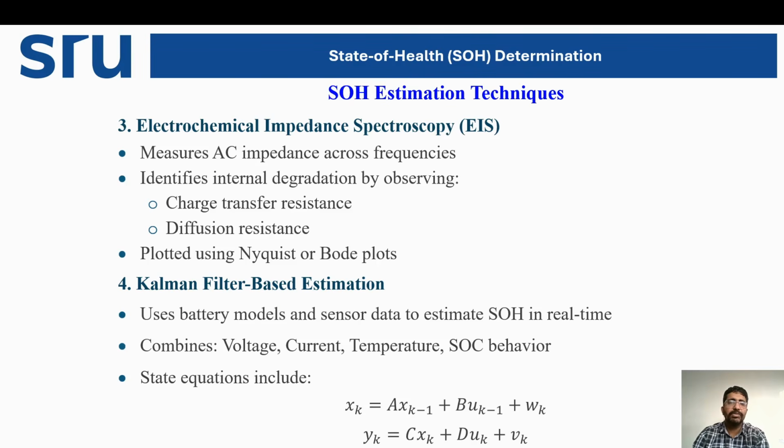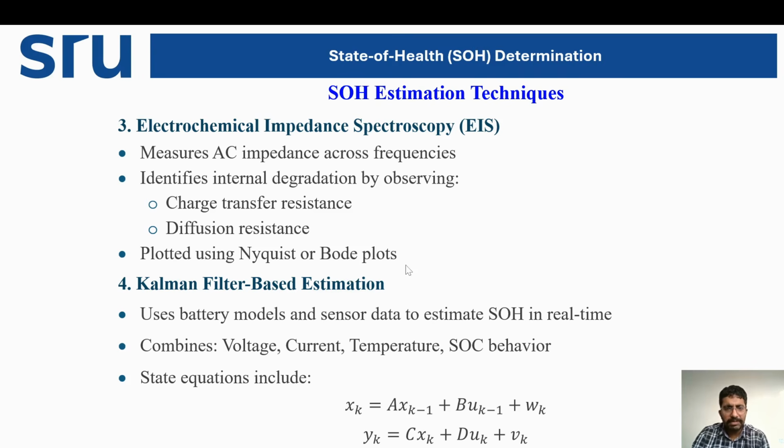There are some instruments also, that is electrochemical impedance spectroscopy, EIS. It is a very sophisticated electrochemical technique that measures the AC impedance across frequencies. Multiple frequencies will be provided and it will measure the internal resistance. It identifies internal degradation by observing charge transfer resistance and diffusion resistance. It will plot curves, mostly Nyquist and Bode plots, and it will give you the outcome of how much loss there is in terms of degradation.